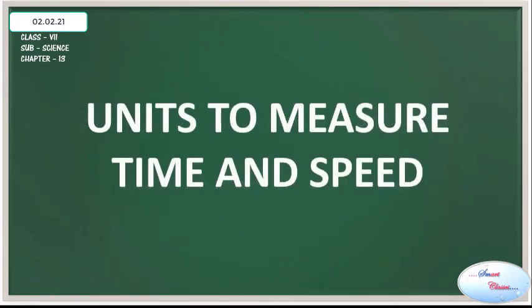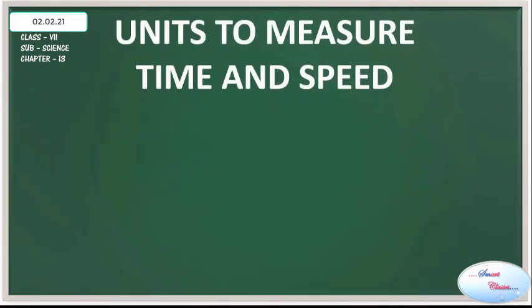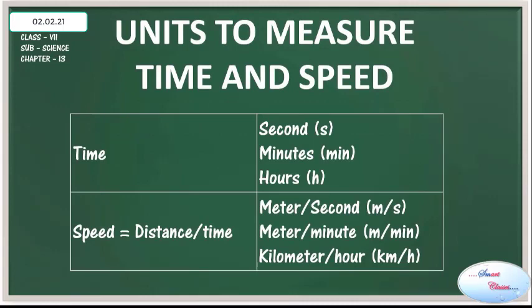The basic unit of time is the second. It is designated by the symbol small s. The larger units of time are minutes and hours. These units are connected as 1 hour is equal to 60 minutes and 1 minute is equal to 60 seconds. Since speed is distance upon time, the basic unit of speed is meter per second.